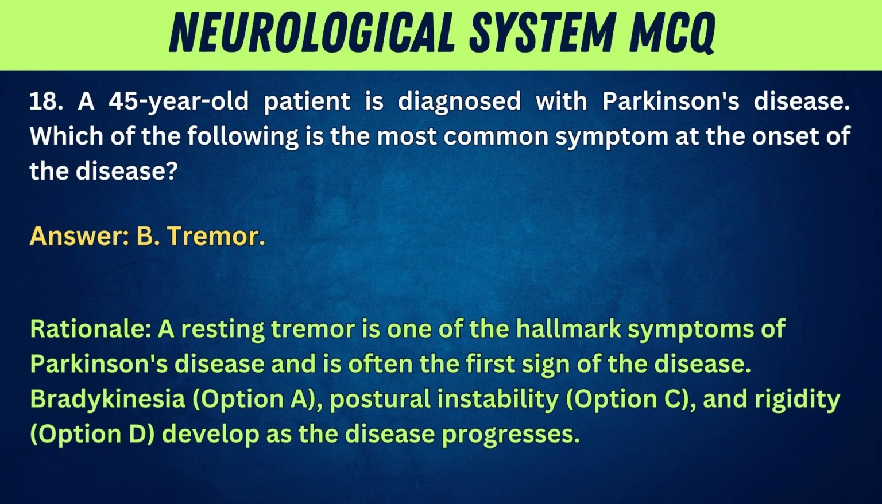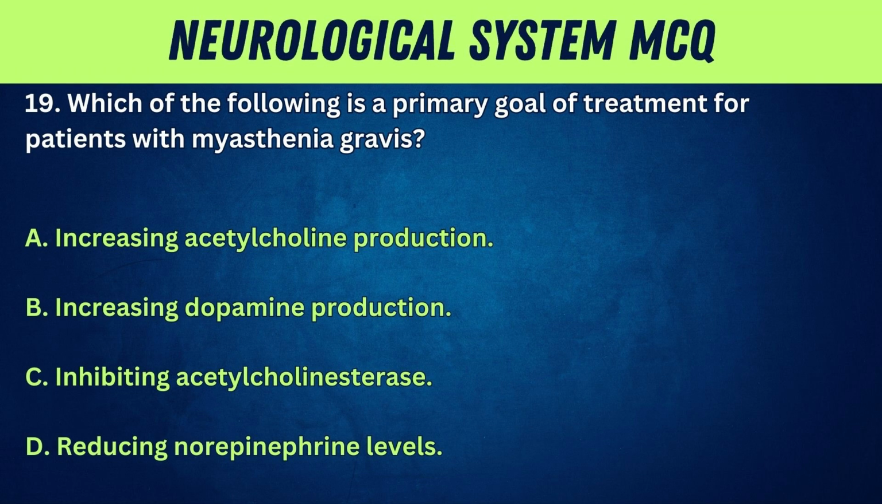Bradykinesia, option A, postural instability, option C, and rigidity, option D, develop as the disease progresses. 19. Which of the following is a primary goal of treatment for patients with myasthenia gravis?